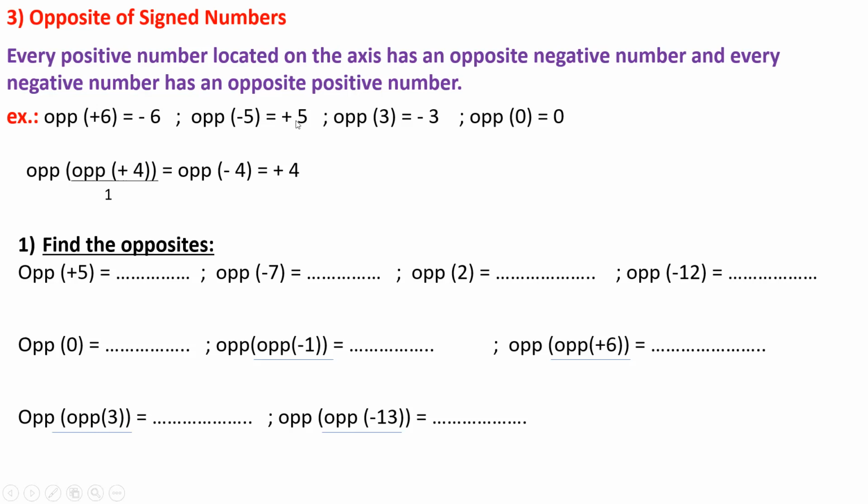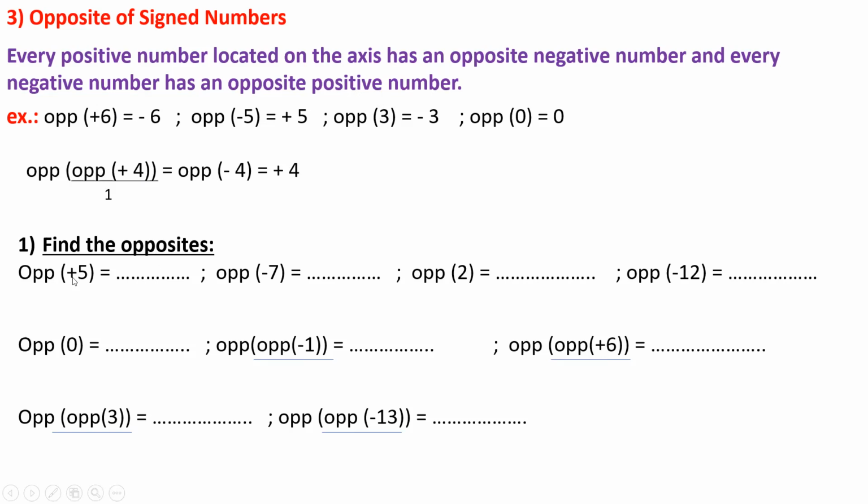Opposite of -5 is +5. Opposite of 3, which means +3, is -3. What's the opposite of 0? It is 0 because it's not signed. Now, opposite of a +4. First, I ask about the opposite of a +4. It's -4. So what is the opposite of -4? It's +4. Let's do this as a practice.